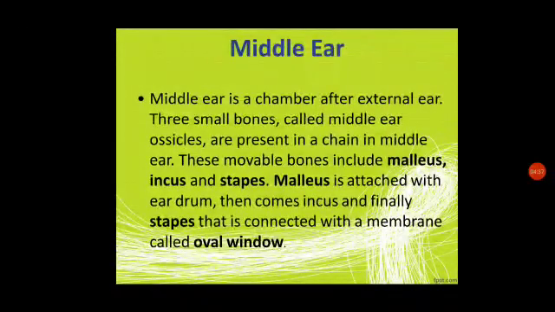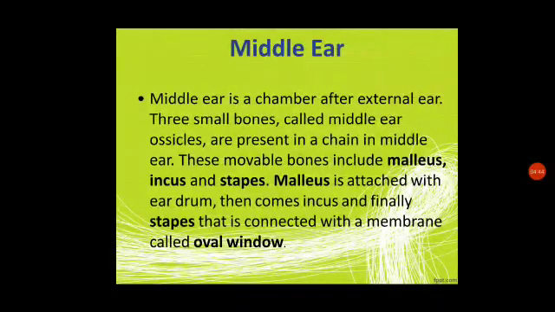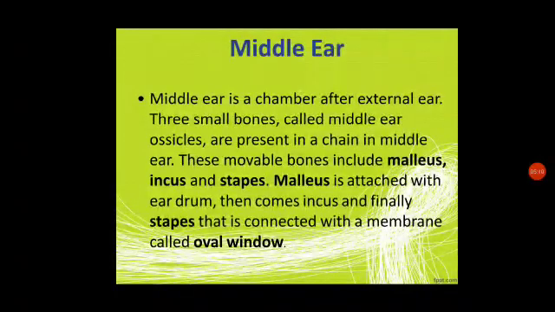Now the middle ear. The middle ear is the chamber after the external ear. It has 3 small bones, called malleus, incus and stapes. Malleus is attached to the eardrum, then comes incus and finally the stapes, that is connected with the membrane called the oval window. So the middle ear is attached with the external ear as well as with the internal ear, so that sound vibrations can pass from the external ear to the middle ear and then to the inner ear.